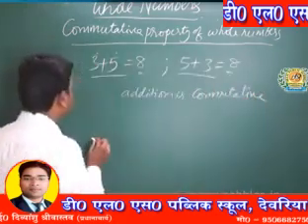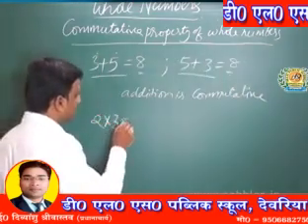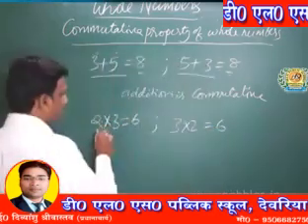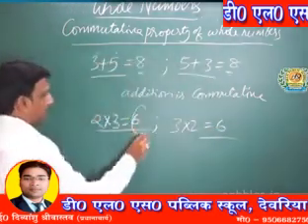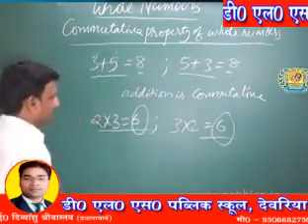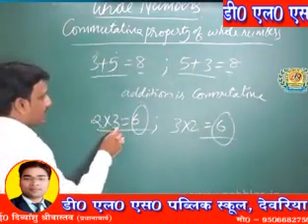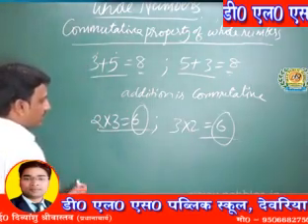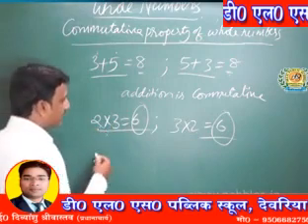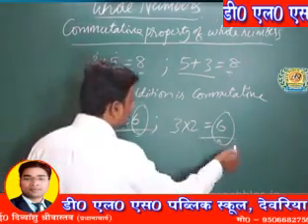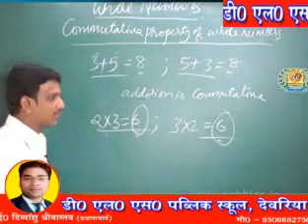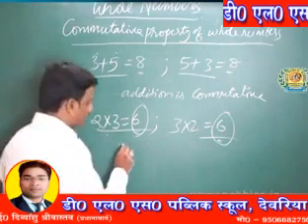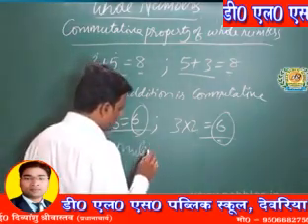Now let us look at the multiplication. 2 into 3, 6. 3 into 2, 6. So here the product is the same, but the numbers are changed. So the pair order is changed. In case of multiplication, even though the order of the pair is changed, the result is the same, it is equal. So in whole numbers, the multiplication is also commutative. Multiplication of whole numbers is commutative.